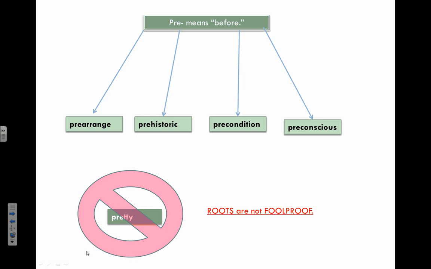Again, a reminder, they're not foolproof. For example, the word pretty starts with pre, but as you know, has nothing to do with before, right? We use pretty to describe someone who we think is attractive. So just be aware that you need to always look at context.